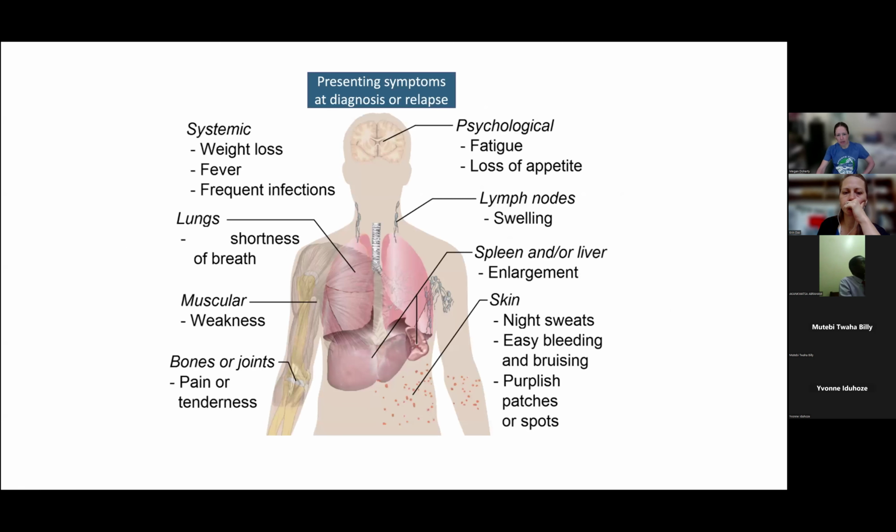Here you can see some of the things we think about that make us suspicious that a child has cancer. They could have weight loss, fever, infections, shortness of breath, weakness, pain in their bones or joints, fatigue, loss of appetite. They can have a lot of lymphadenopathy, enlargement of the spleen or liver, night sweats, bruising, bleeding, etc. And as you can see, all of these things are very non-specific. If a child has lymphadenopathy or fever, it's not the first thing you think of that they maybe have leukemia or cancer.